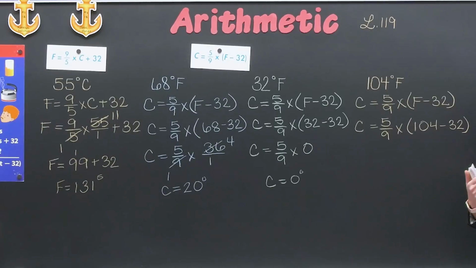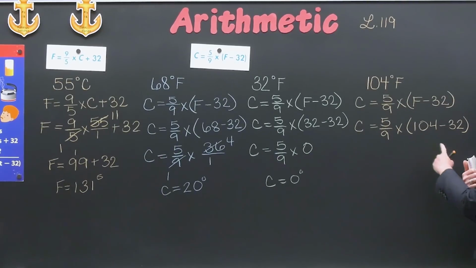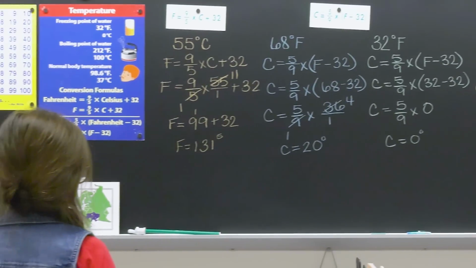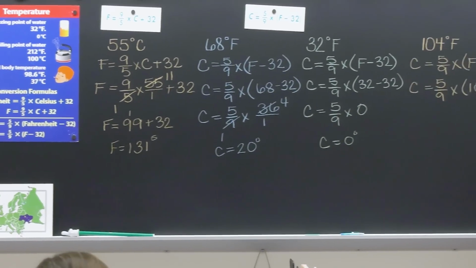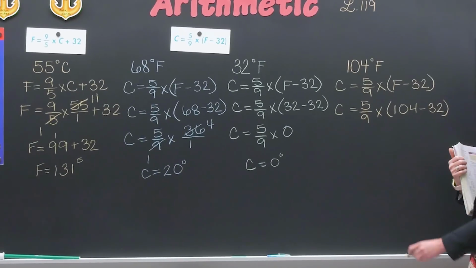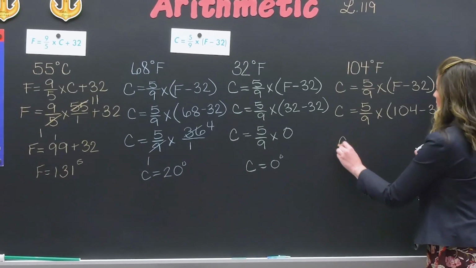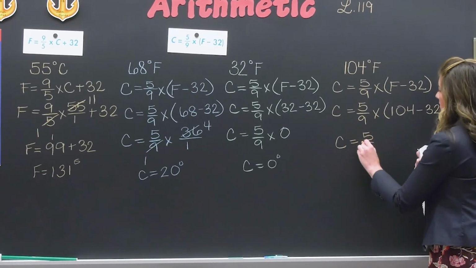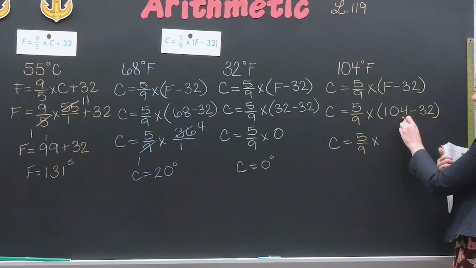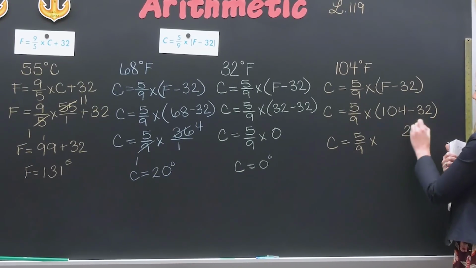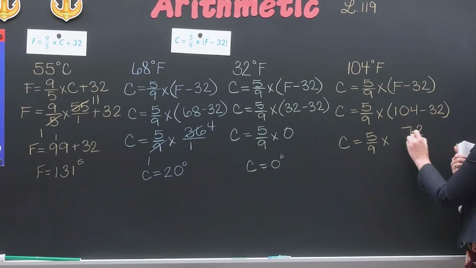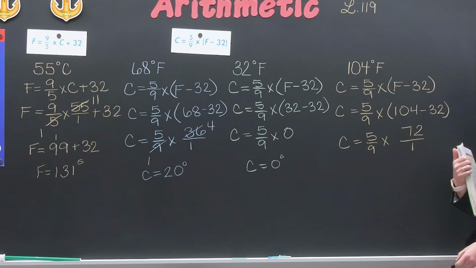What is more important in this problem? Is that parentheses or multiplying? Multiplying, subtracting. Yes, the parentheses with the subtraction. So we're going to subtract. So first thing we need to do is, I go ahead and write my 5 ninths. What is 4 minus 2, everyone? 2. What is 10 minus 3? 7. Okay, so 72 over 1.